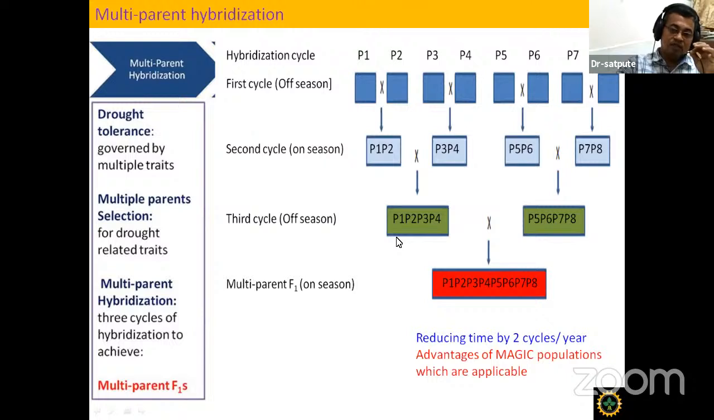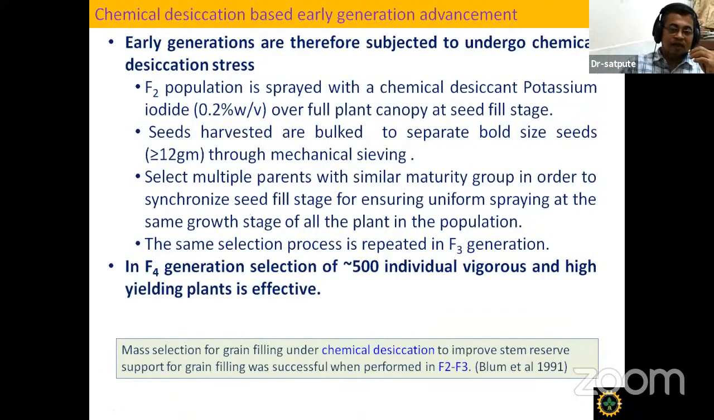cycles of hybridization. To reduce this time, we can take advantage of the polyhouse controlled facility, where we can start with off-season polyhouse crossing and go for another cycle in the on-season, and again off-season, and again on-season. So in 2 years' time, you will have multi-parent F1. These multi-parent F1s are then advanced, as I already discussed, by chemical desiccation as an early generation advancement.